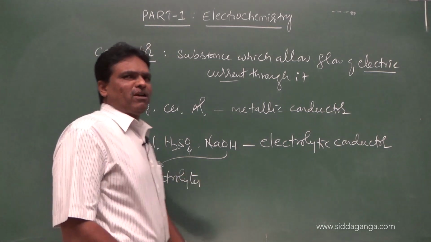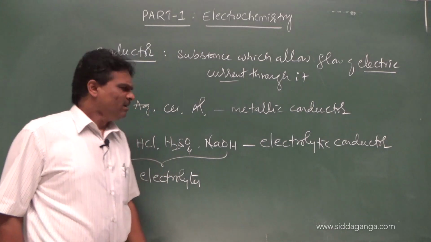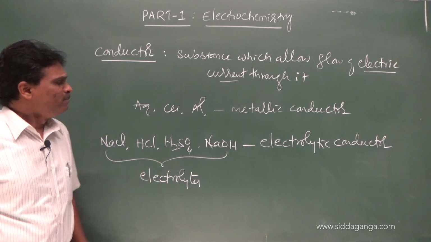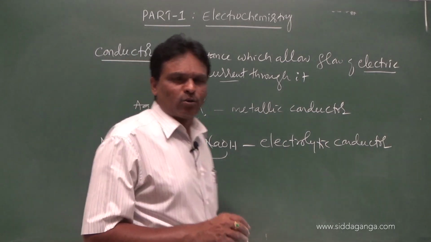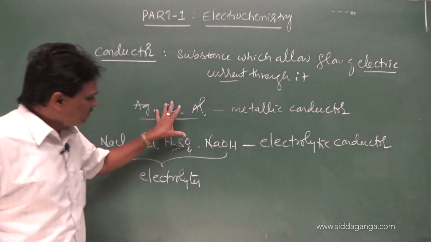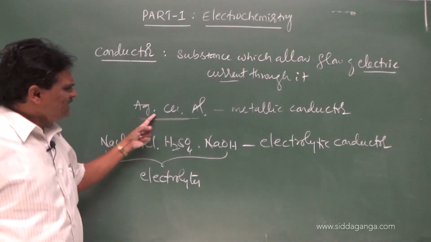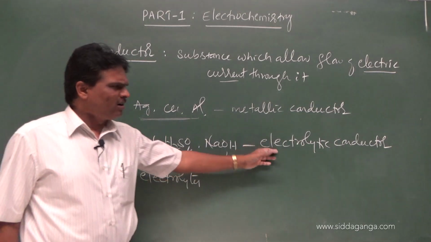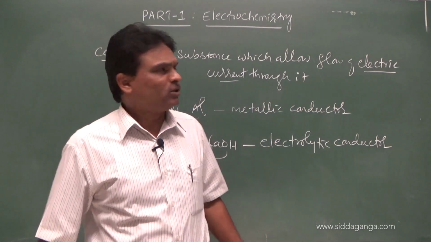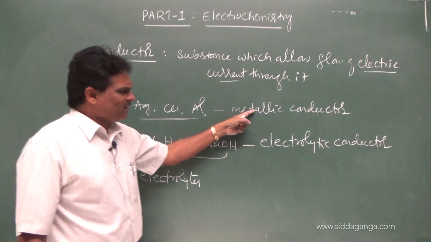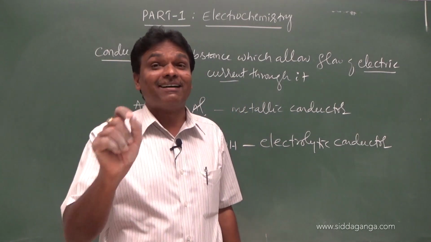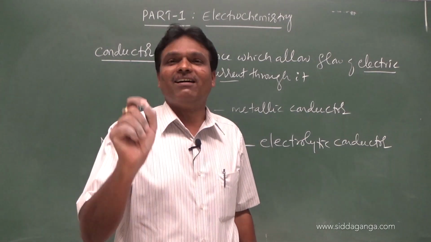I said, this topic also deals with the behavior of electrolytes. Any acid, any base, or any water soluble salts, these are examples for electrolytes. Is it clear? So these substances allow the flow of electric current through them, and these substances also allow the flow of electric current through them. Therefore, these substances are called conductors. But these are called metallic conductors, and these substances are called electrolytic conductors. So generally, a conductor allows the flow of electric current through it; it may be either a metallic conductor or an electrolytic conductor. So conductors are of two types: electrolytic conductors and metallic conductors. Is it clear?